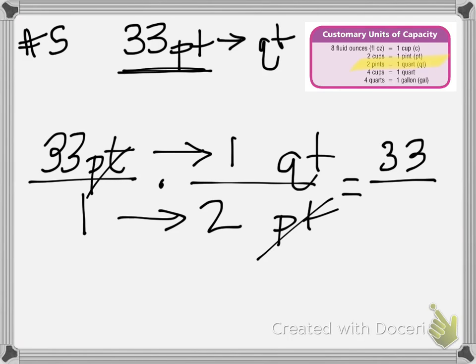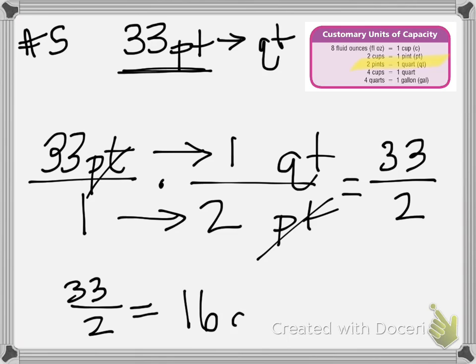1 times 2 is 2. So it'll be 33 over 2. Now this one's going to be a little bit tricky, okay? If we take this improper fraction, 33 divided by 2, 2 goes into 33 16 times. Okay? And so if we think about it, that's 16 with 1 left over. So it'd be 16 quarts with 1 pint left over. And if you notice, your answer spot has a spot for quarts and pints. So it's 16 quarts and 1 pint would be the value of 33 pints.